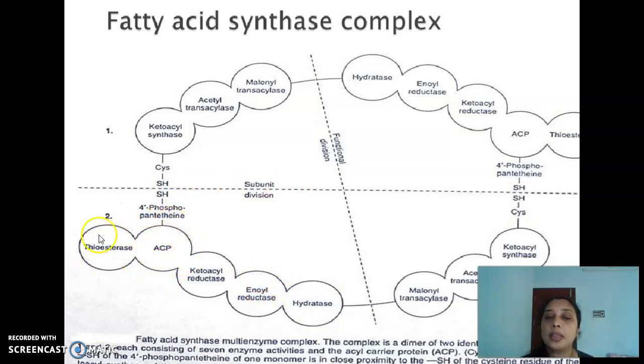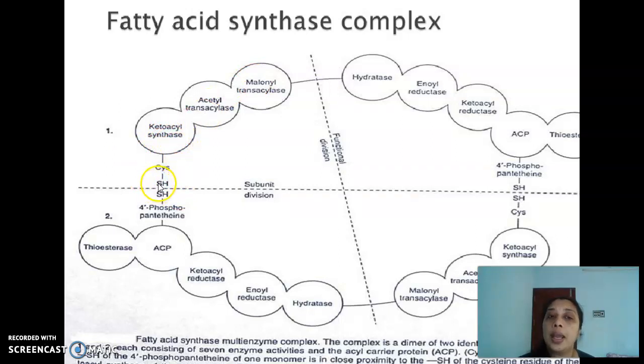Right? Then we are having a thioesterase. Thioesterase does thiolytic cleavage, removing the C16 palmitic acid. In the last round, this enzyme will come into action. Clear? So thioesterase is the last one, which functions only at the terminal step. Right? So this is how the enzymes are arranged. This is E1, E2, E3. E3 is having the cysteine-SH arm or the peripheral arm.